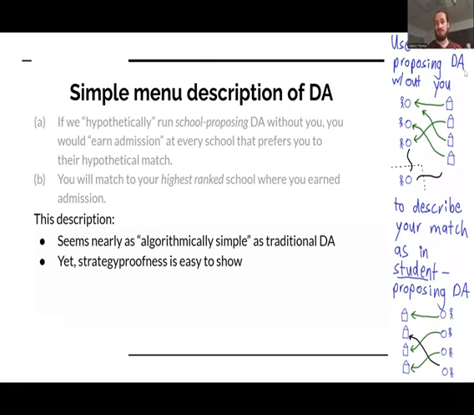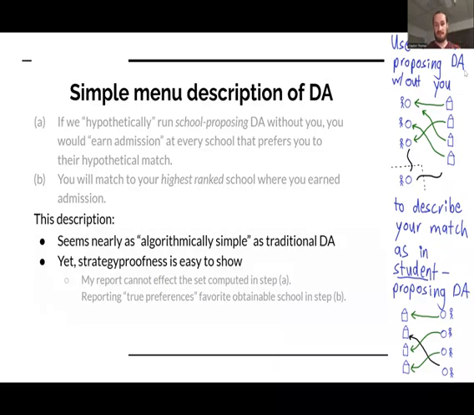In stark contrast to traditional DA, though, its strategy proofness is easy to show. By the same proof outline from before, my report can't affect the set in A, and reporting my true preferences gets me my favorite obtainable school in B. So with this description, you can replace advice that might say famous economists have proven you shouldn't strategize with just this same simple proof outline that you can describe in explicit detail to ordinary people, hopefully.